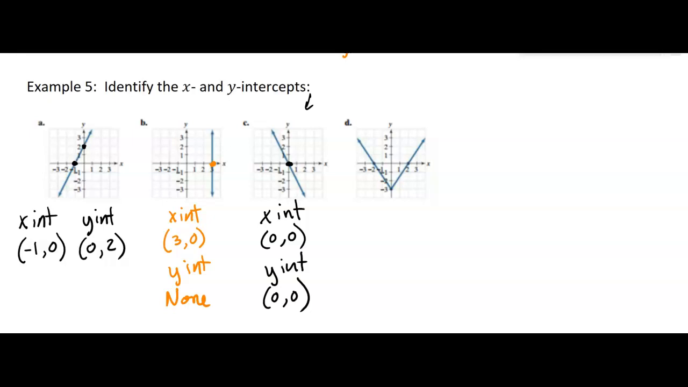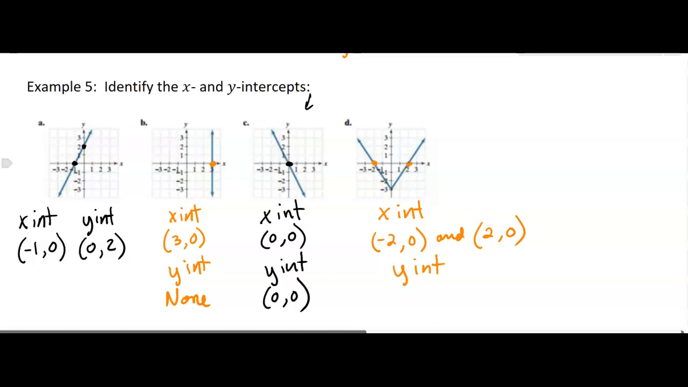All right, and then we have one more graph. X-intercept, well, there's two of them. There's one here, so -2, 0. And, I'll just write and. There's one over here, 2, 0. Looks like an absolute value function, right? Okay. And those are the two x-intercepts. What about the y-intercept? The y-intercept's right there, and that's going to be the point 0, -3 in this case. Okay? So we look for where it's crossing the x-axis and where the graph is crossing the y-axis, and those are going to be our intercepts.